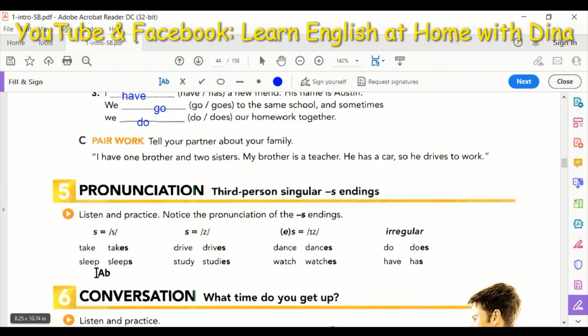Drive, drives. Study, studies. ضفت S ولكن نطقتها is. Dance, dances. ضفت S ولكن نطقتها is. Watch, watches. Okay? I want someone to read them because I think our meeting time is going to end.